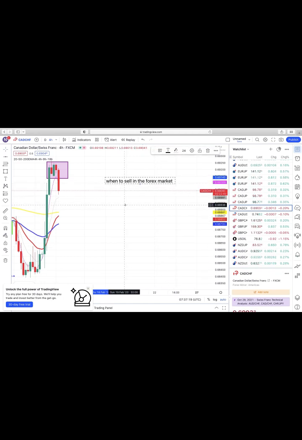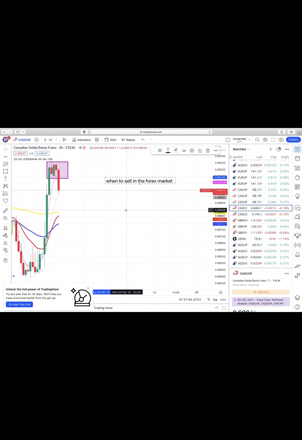When I talk about selling in the forex market, we are going to talk about the factors to be considered before entering a sell in the forex market. That's what we mean literally. We're going to talk about a bearish momentum, when to enter, and what the indicators or factors are that show you that this is a bearish momentum.